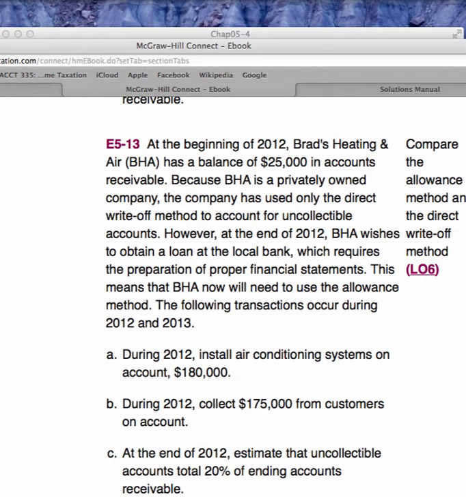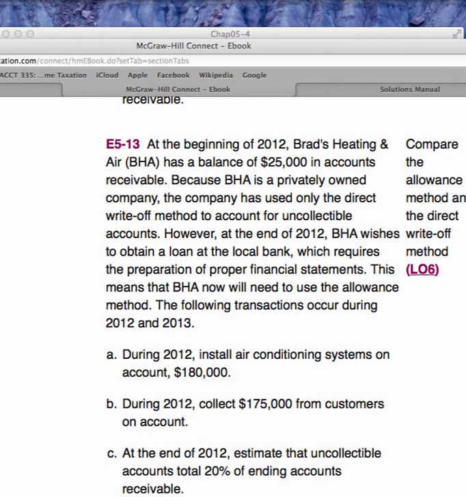At the beginning of 2012, Brad's Heating and Air has a balance of $25,000 in accounts receivable. BHA is a privately owned company, so the company used the direct write-off method to account for uncollectible accounts. However, at the end of 2012, BHA wishes to obtain a loan, which requires preparation of proper financial statements, which means BHA now will need to use the allowance method to account for bad debt.